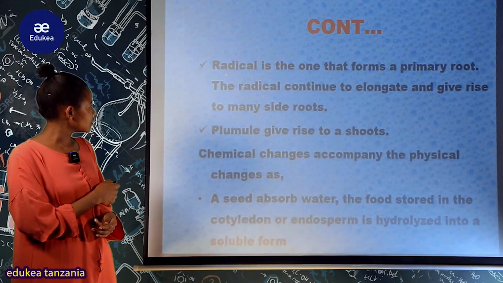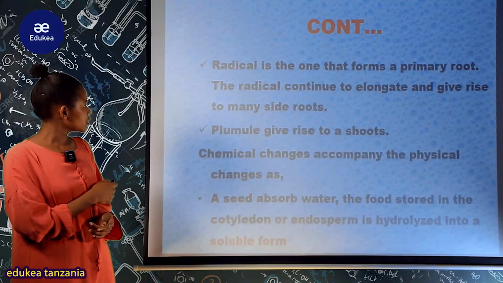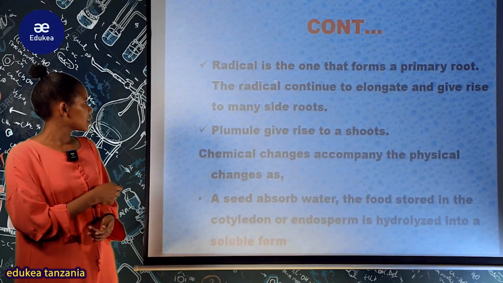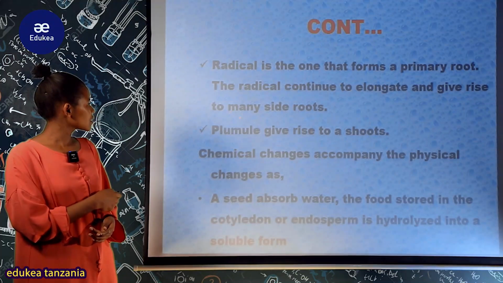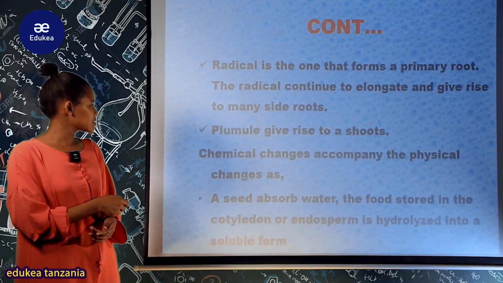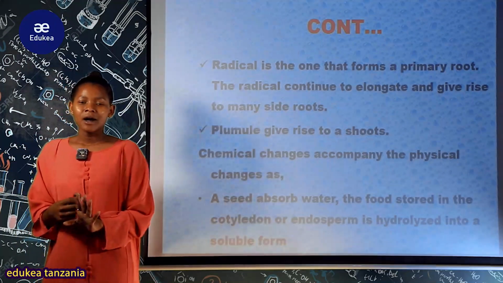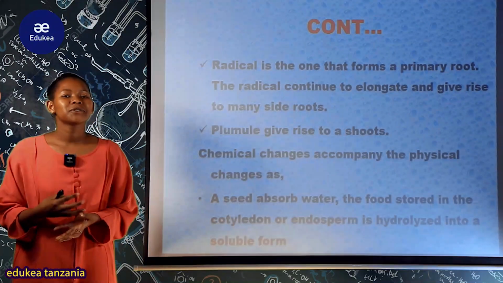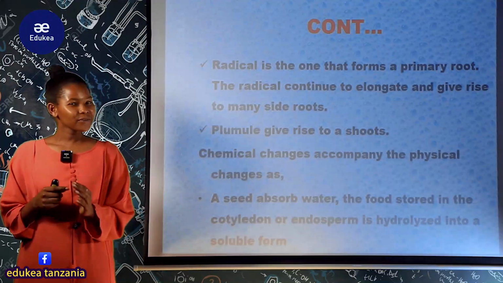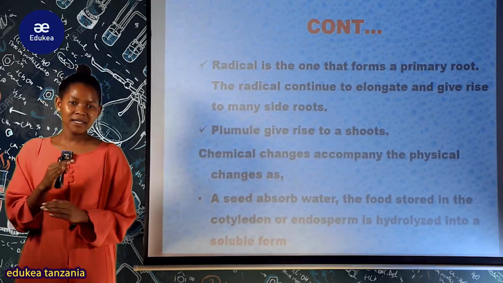Also, we can say the meaning of radicle. The radicle is the one that forms a primary root. The radicle continues to elongate and give rise to many side roots. And the plumule gives rise to a shoot. Okay, I'm glad unaelewa. Yani I'm happy kwa sababu you understand. Tunapozungumzia radicle na plumule.